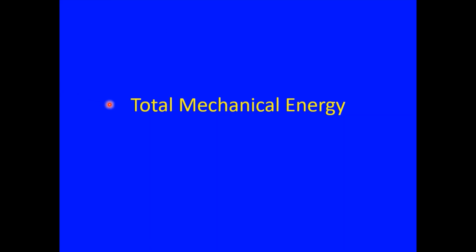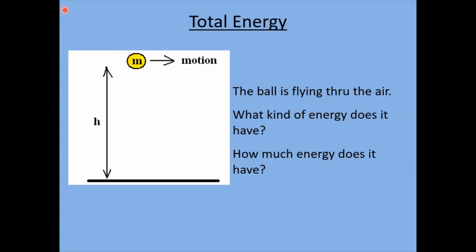The last concept we're going to talk about in this part of the lecture is total mechanical energy. So let's imagine this scenario here. This is a ball up here. It could be like a baseball or something like that. And notice it's off the ground and it's flying through the air after it got hit with the bat or whatever. So the question is, what kind of energy does this ball have?